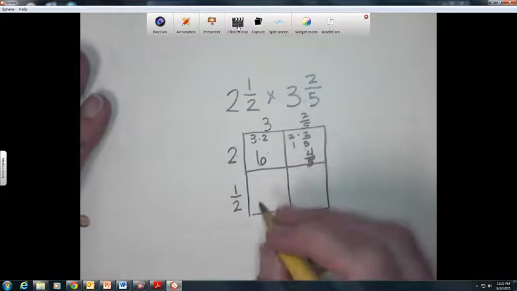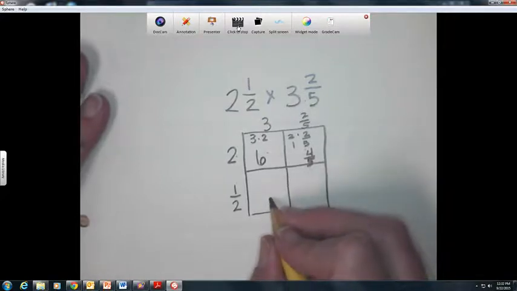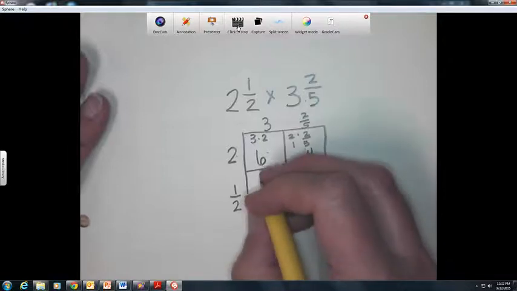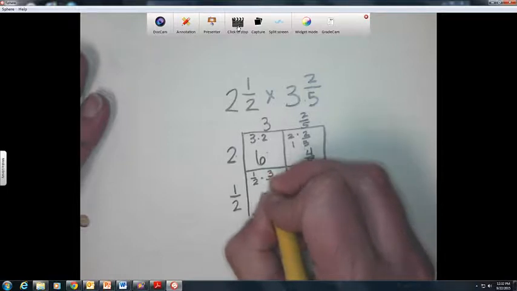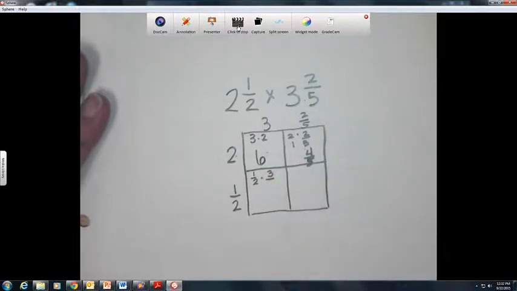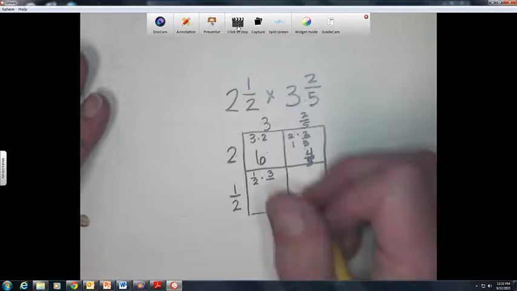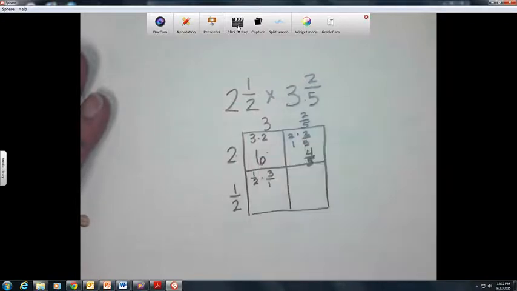Okay. Down here with this one, I'm multiplying what, Troy? 1/2 times 3. But I don't like it just as a 3, so what do I need to do, Naya? Put the denominator as 1. So when I multiply that out, what do I get?